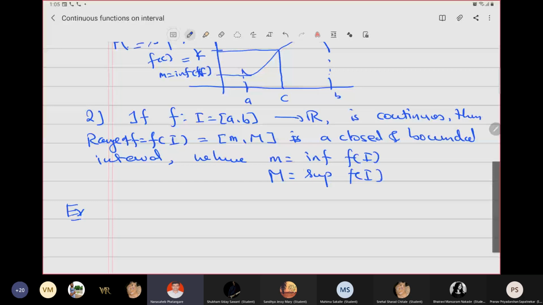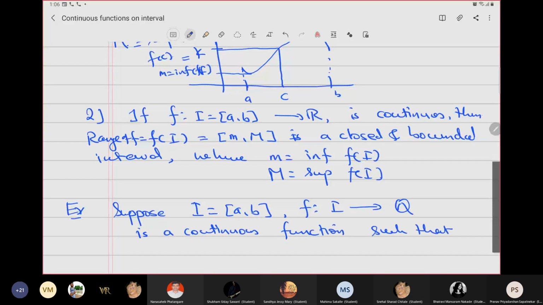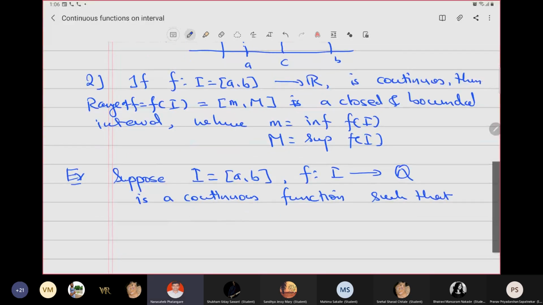Now suppose I is equal to [a, b], some closed and bounded interval, and f from I to the rationals. What is the codomain here? Rationals. f is a continuous function such that f(x0) is equal to 5 for some x0 in I.